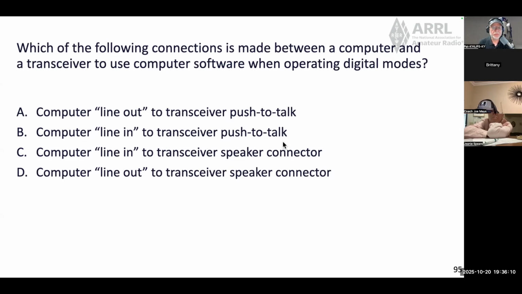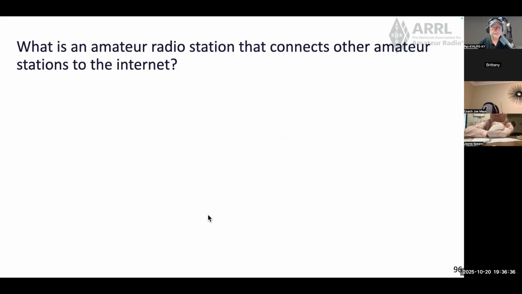The transceiver push to talk, that's the button on the side of the microphone. You wouldn't want that connected in. Same thing here, push to talk, you're not using those. So it has to be answer C. I hope I didn't botch that too much, but you've got the sound coming out of the radio, and to get it into the computer, it has to go in on the line in. So the answer is C.